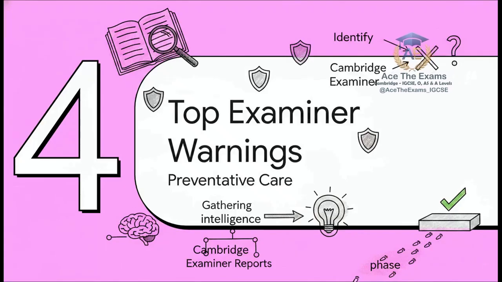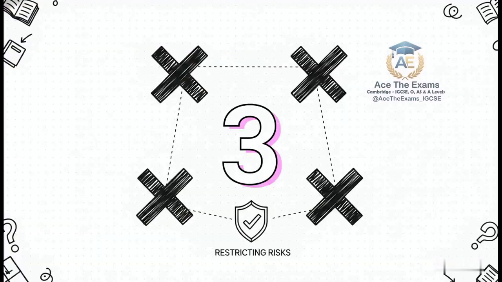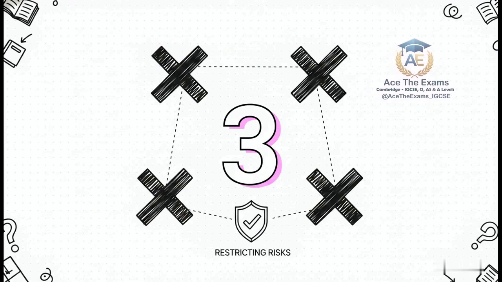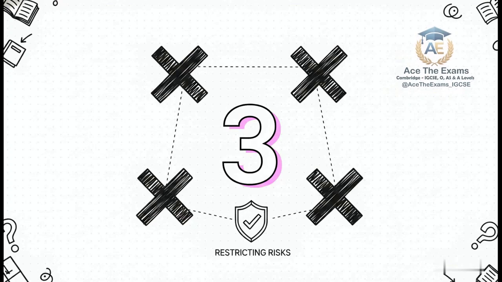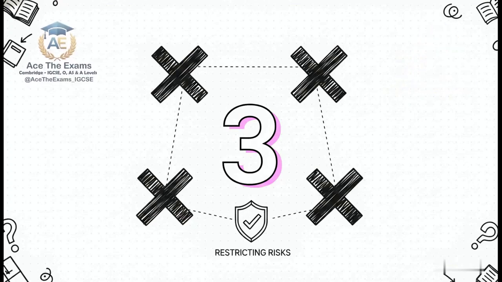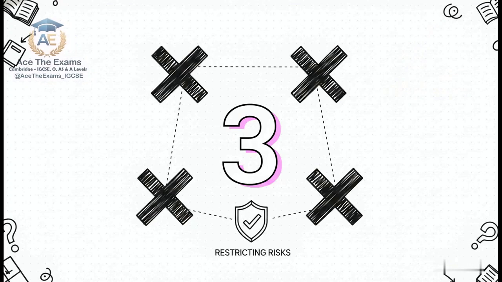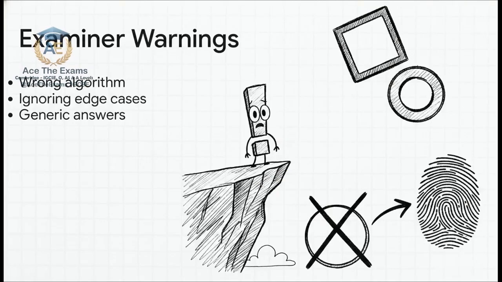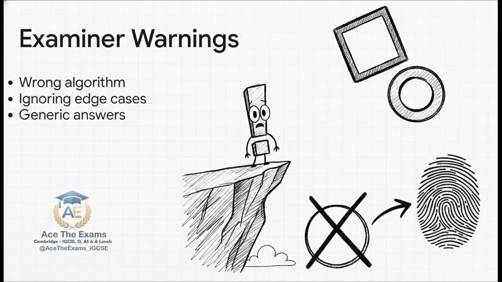Section 4. Top Examiner Warnings. Preventative care. We have gone directly to the source for this next part. We've combed through years of the Cambridge Principal Examiner reports to gather intelligence. And after analyzing all that data, it turns out there are exactly 3 fatal, completely preventable mistakes that repeatedly surface in these exams year after year. Now, what's really interesting about this cheat sheet recap is how easily you can inoculate yourself against these errors if you stick to our system.